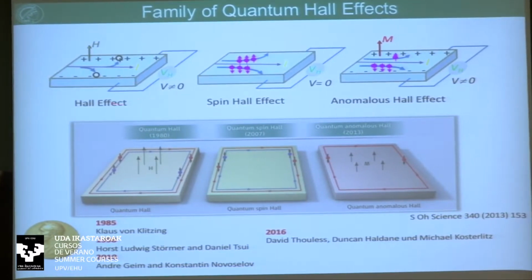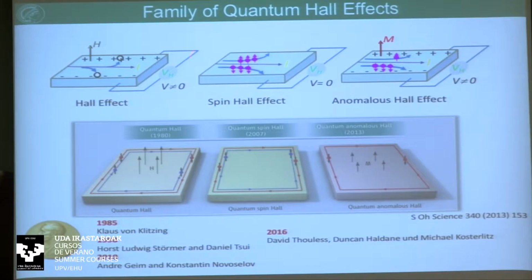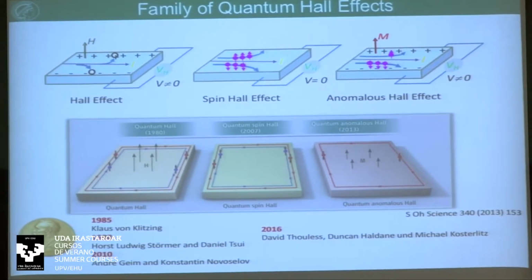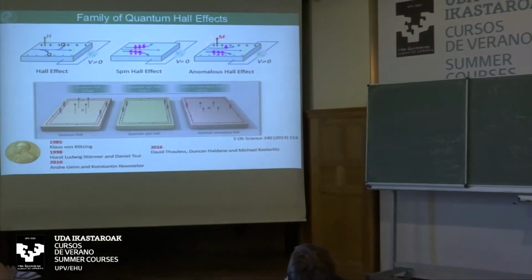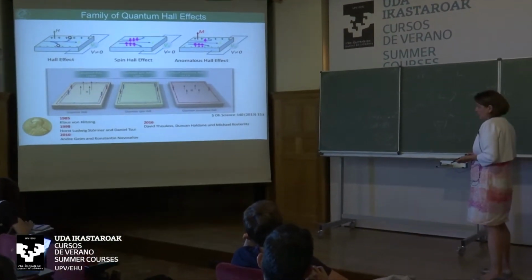But if we have magnetic material, if they are paramagnetic, and Stuart will talk about this, you can also measure the spin Hall effect, and this is strongly in this paramagnetic material related to the Berry curvature. And if you have a magnetic material, you have an additional contribution to the Hall effect due to the magnetic moment of the material, and you measure the anomalous Hall effect.